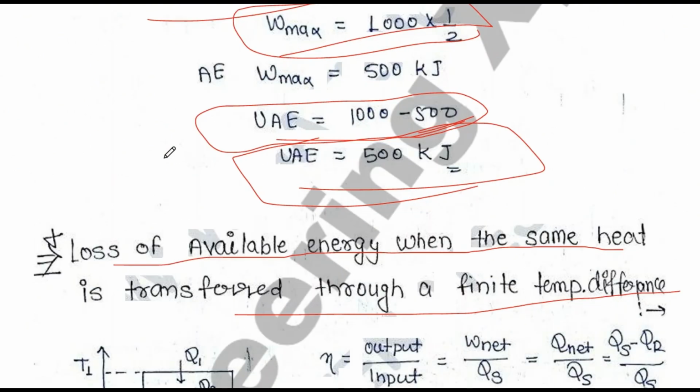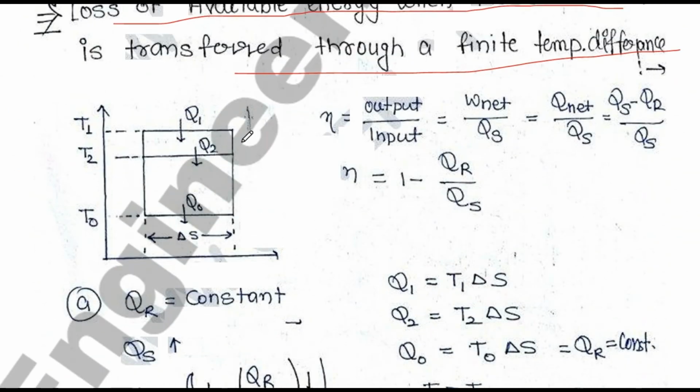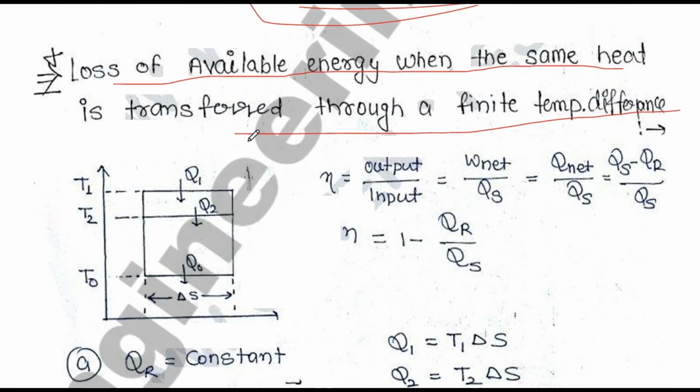But we'll be discussing here the case when we have a finite temperature difference. That is, we are getting heat from the reservoir at T1, but the system is at T2, so we are absorbing heat at T2, correct? So then we cannot write efficiency in terms of temperature directly because it is not a reversible process, because here we have finite temperature difference.